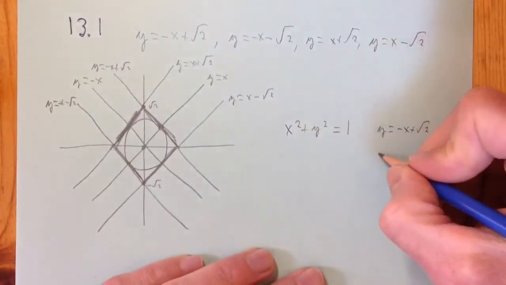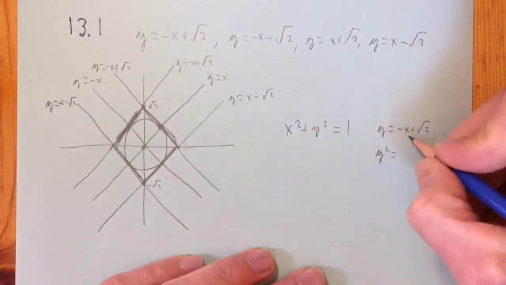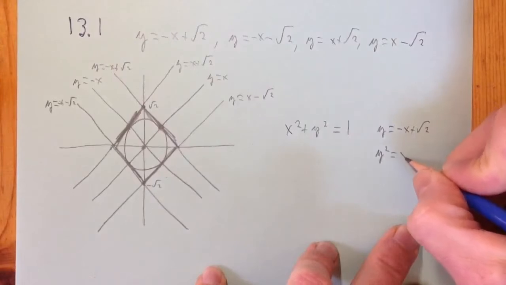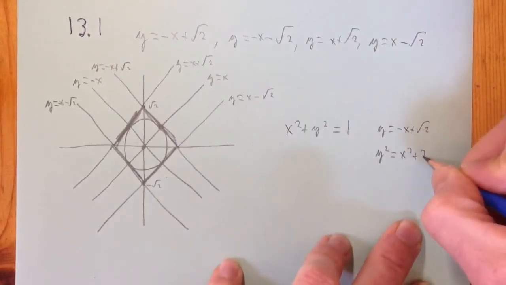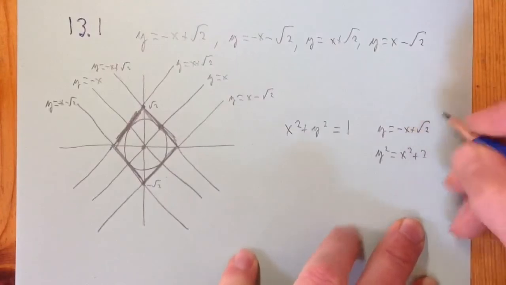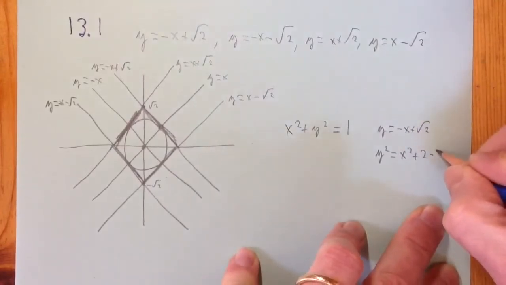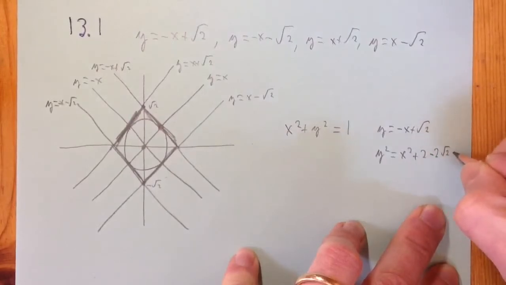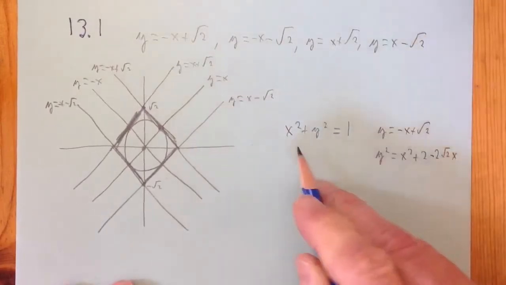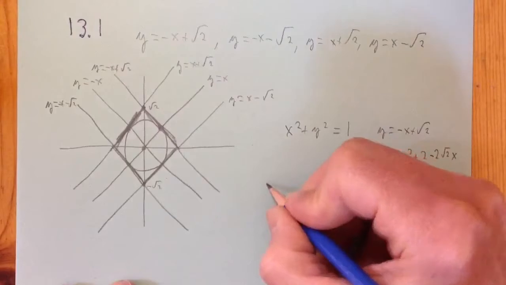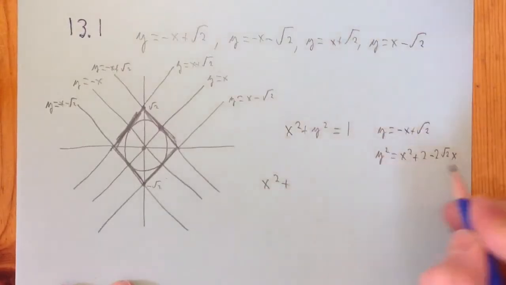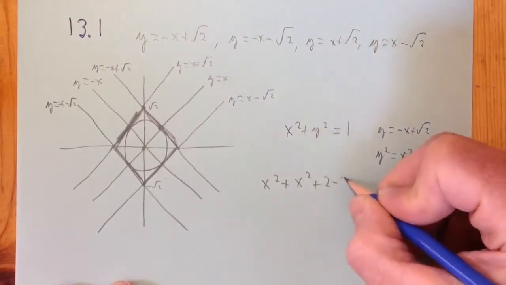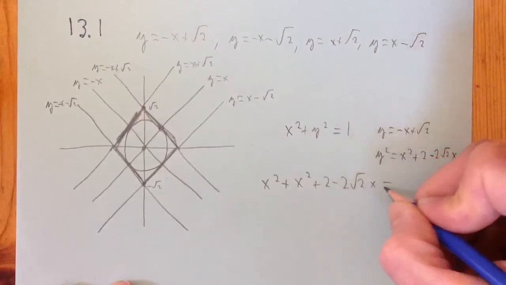So let's square y over here. So y squared is this squared. That'd be x squared plus 2 plus 2 times them multiplied together, which is minus 2 root 2 x. That's y squared. Plug that in for y squared here. I'm going to try to be neat. x squared plus all this stuff: x squared plus 2 minus 2 root 2 x equals 1.